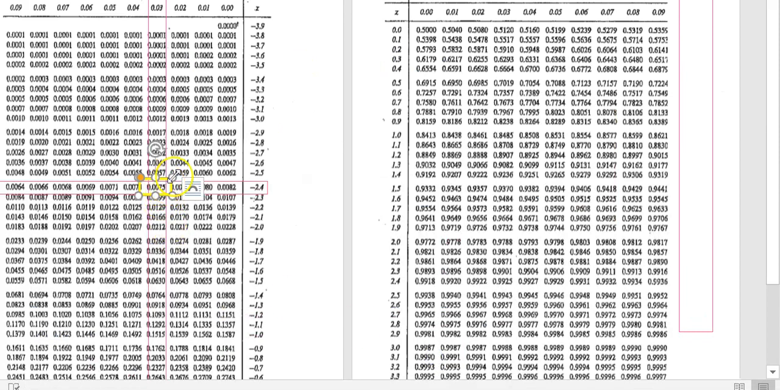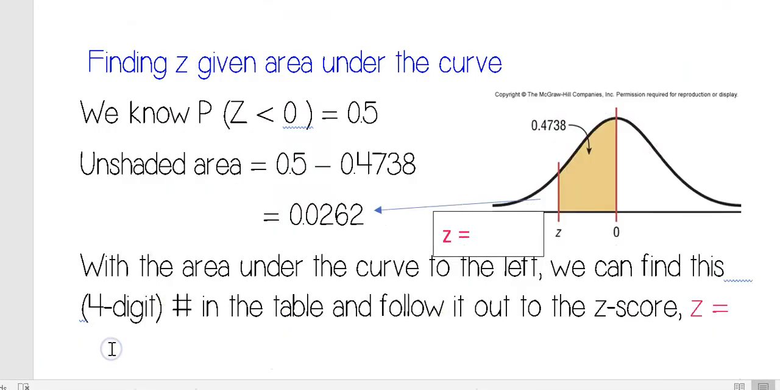Now that we have the 4-digit number that we can locate in our table, we will go to our table. And now we're going to try to find 0.0262. There it is. And we are going to follow that out left and up for an intersection of negative 1.94. So z is negative 1.94.